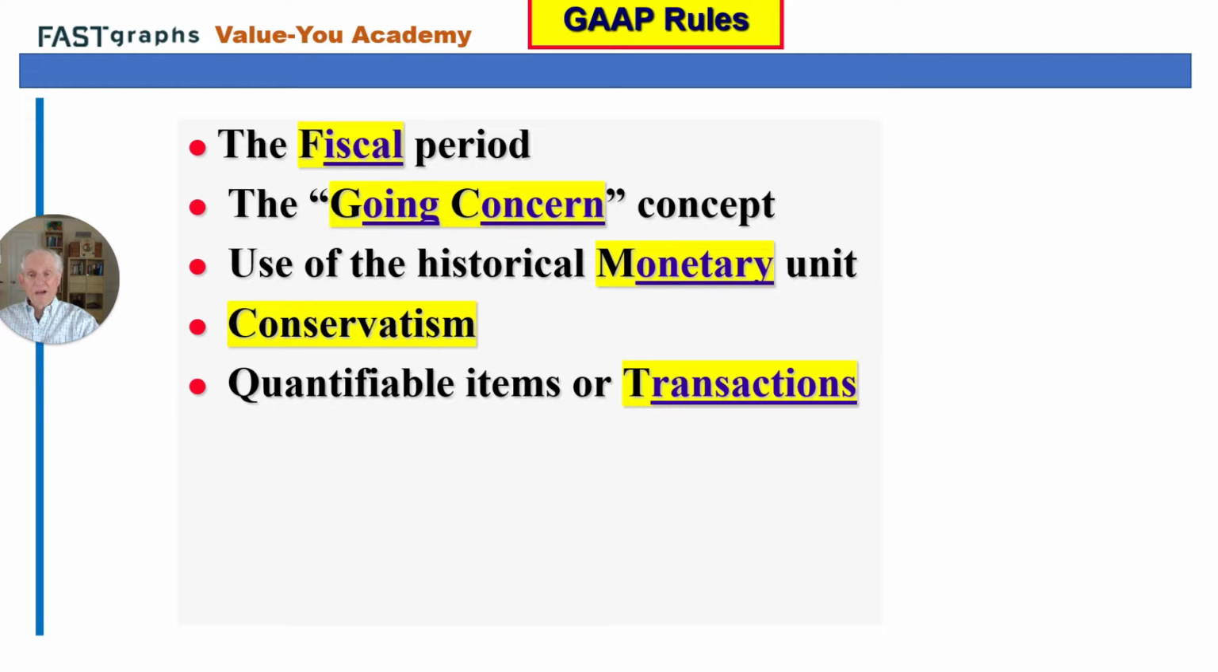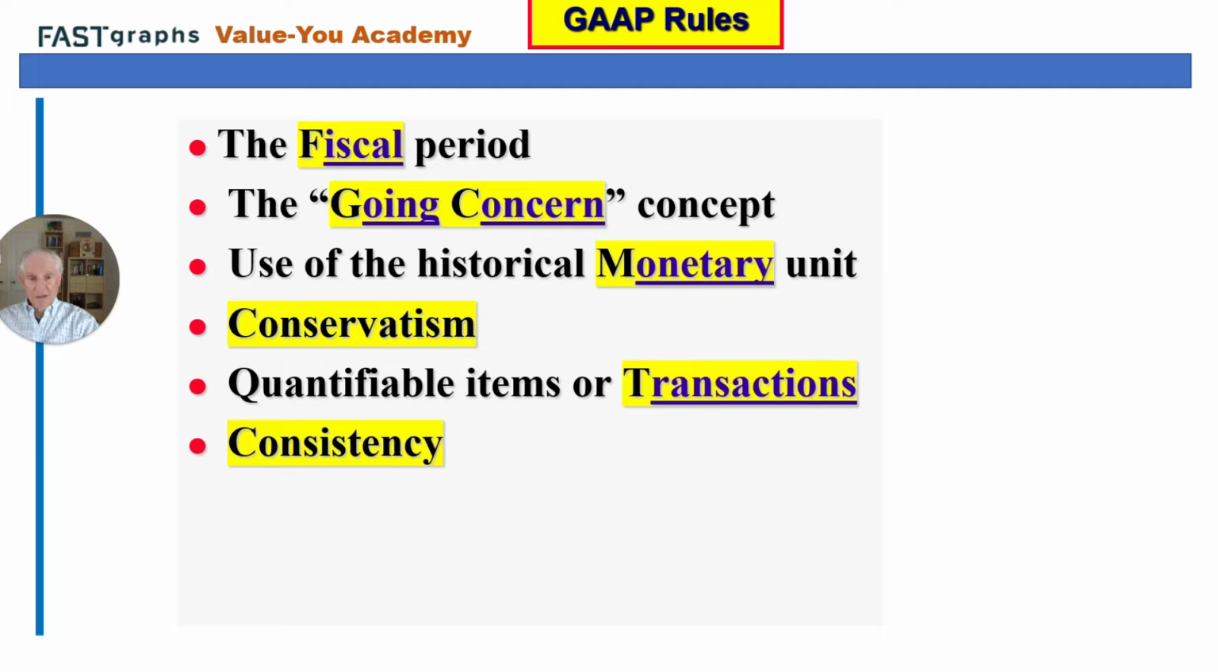Any quantifiable transaction, anything that actually happens, has to be reported in your accounting software and in your financial statements. So this is something companies do. They make sure all those quantifiable transactions are entered in their accounting software before they close the books and create financial statements. We want to be consistent in GAAP.